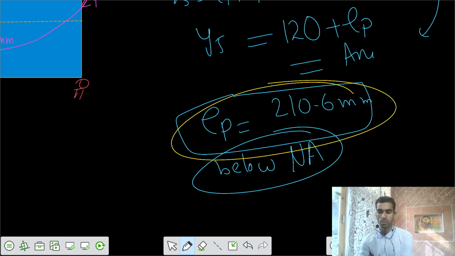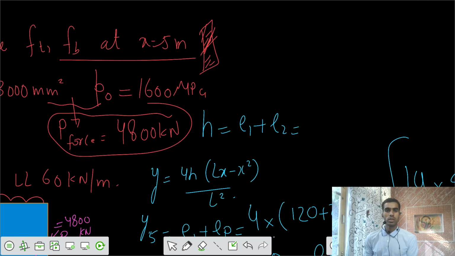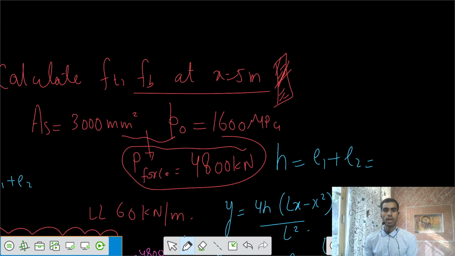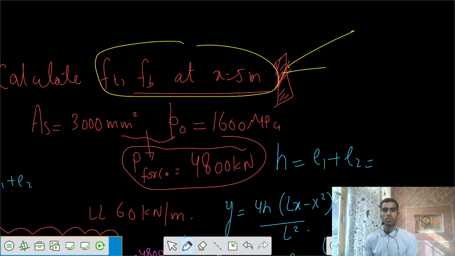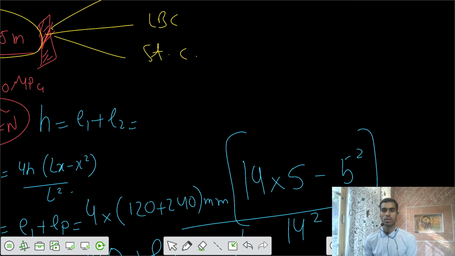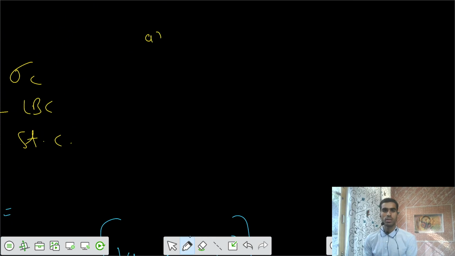Okay. Now we need to calculate, by three different methods, the stresses at the top and bottom. So this is the problem: calculate the stresses at x equals 5 meters by the three different methods: stress concept, load balancing concept, and strength concept. Let's go for the first one, that's the stress concept.